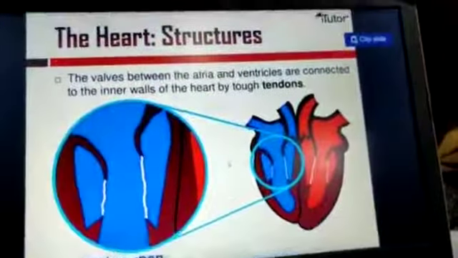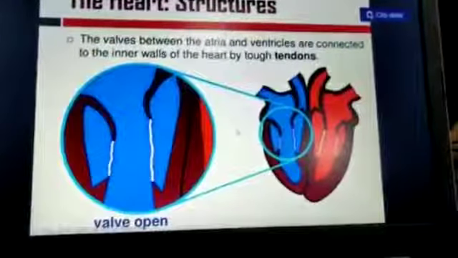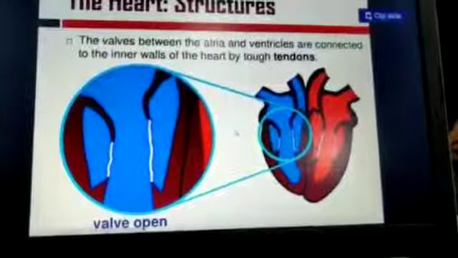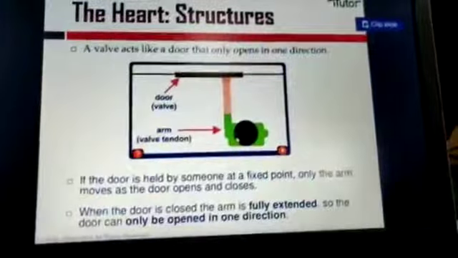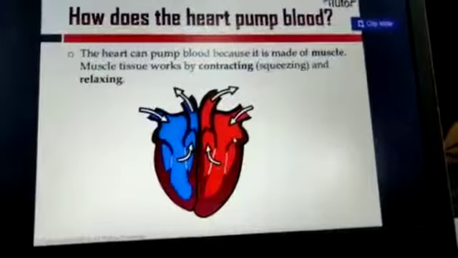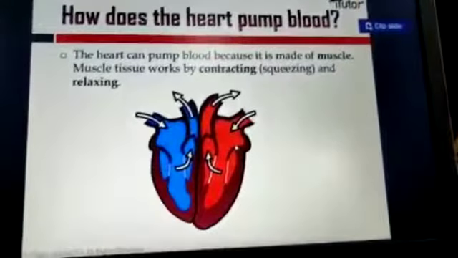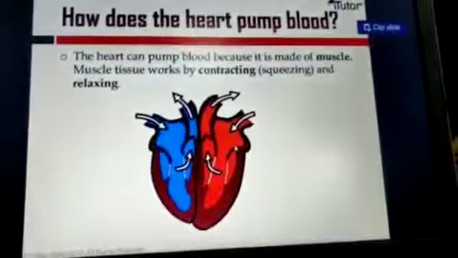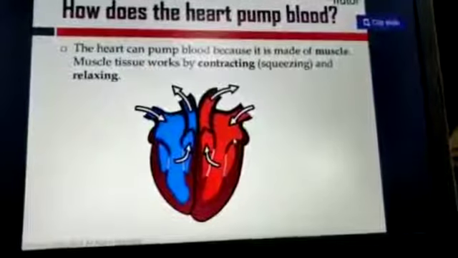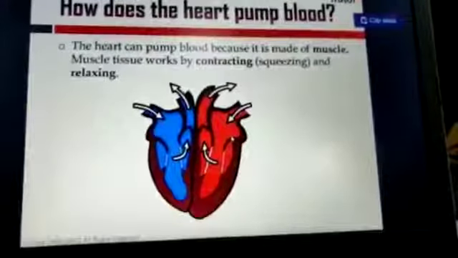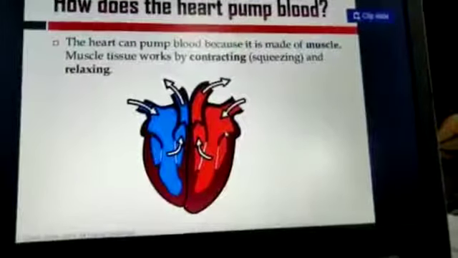Okay, now the structure of the heart. The valves between the atria and the ventricles are connected to the inner walls of the heart by tough tendons. The heart can pump the blood because it is made of muscle, and muscle tissue works by contracting, squeezing and relaxing. Continuous contraction and relaxation of the heart helps in transporting, shifting and receiving of the blood.